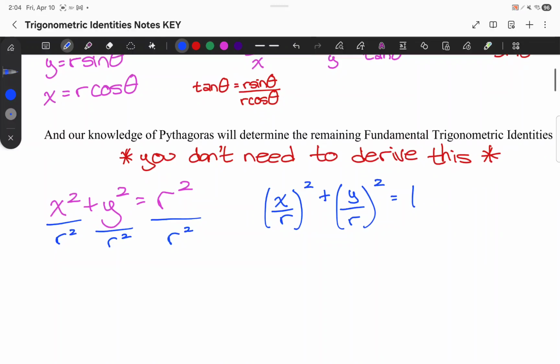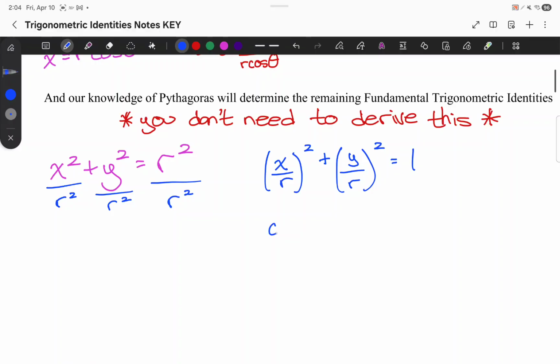What is x over r equal to? Yeah, so this is actually cosine being squared. Do you remember the way we write cosine squared is like that, with the squared before the angle? And then what about the y over r? Yeah, so this one is actually sine squared. And if you add those two, it's equal to 1.